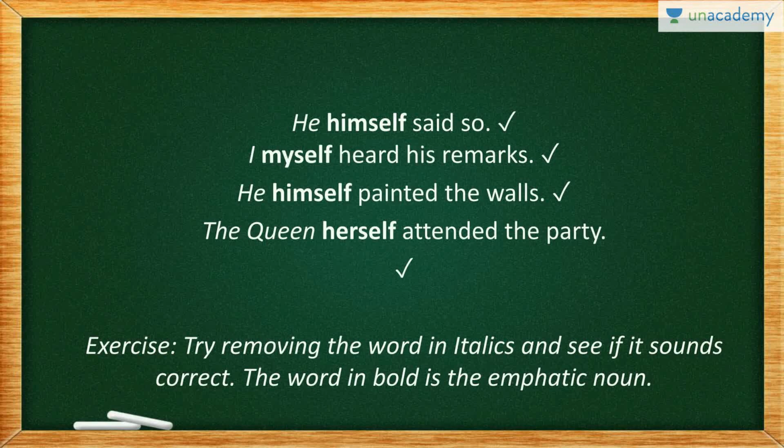Similarly, he himself said so, or I myself heard his remarks. He himself painted the walls. The queen herself attended the party. Now the exercise for you here is try removing the word in bold and see if it sounds the same or if it sounds correct. The word in bold like herself, himself, myself is the emphatic pronoun. So herself attended the party, himself painted the walls. Does it sound correct? I leave it for you to think.